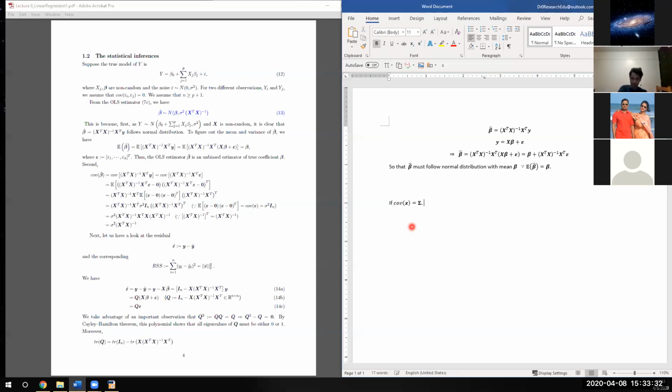If your covariance of x is sigma, then what is the covariance of, let's say, beta hat of this? Suppose I have an a. What should this one be? Any ideas? Cov of ax. A sigma A transpose. Yes, A sigma A transpose.